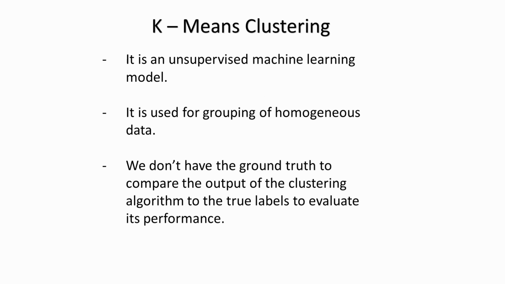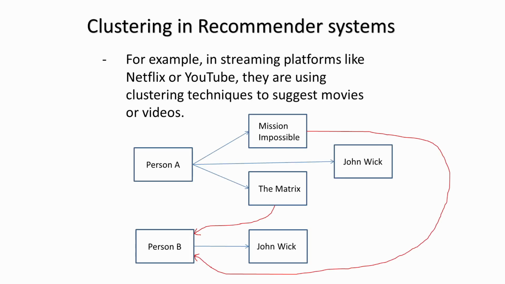K-means clustering is an unsupervised machine learning model. Unlike a supervised machine learning model, we don't have the ground truth data to compare the output, so we don't have an established way of evaluating the performance. K-means clustering is used for grouping homogeneous data. For example, if you have unknown data and you want to get the gist of it, you can use K-means clustering.